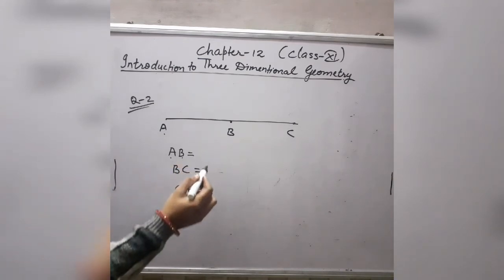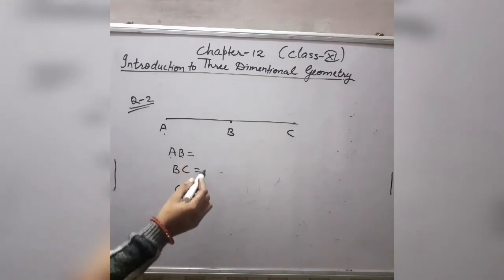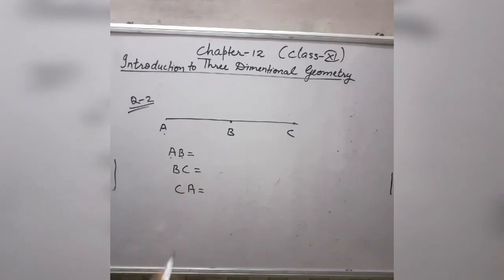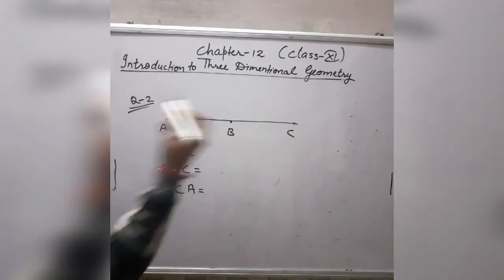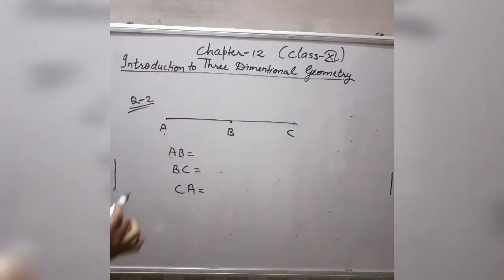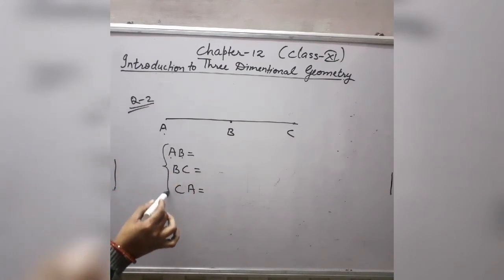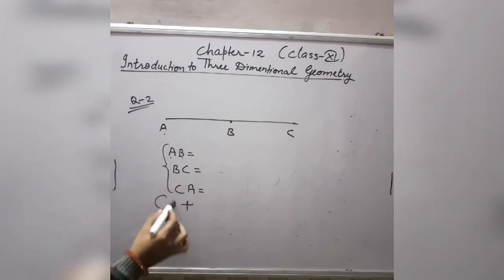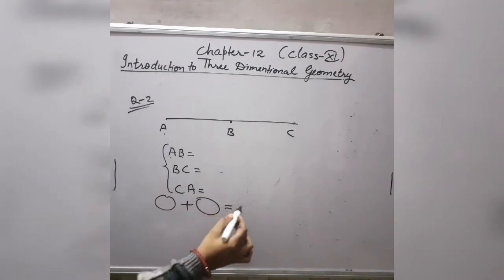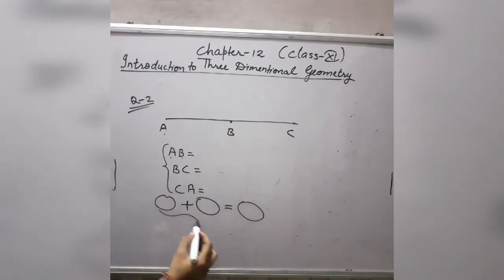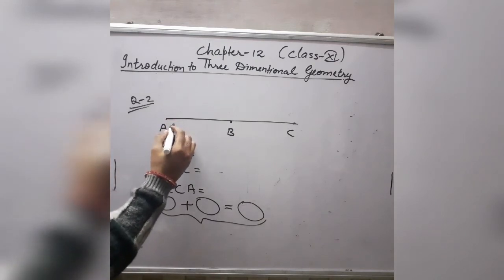If in these 3 distances the sum of the 2 smaller distances is equal to the third distance, in that case these 3 points will be collinear. Listen again. If out of these 3 distances the sum of the 2 smaller distances is equal to the third distance, if this condition is satisfied, in that case these 3 points will be collinear. So now we will check whether these 3 points are collinear or not.